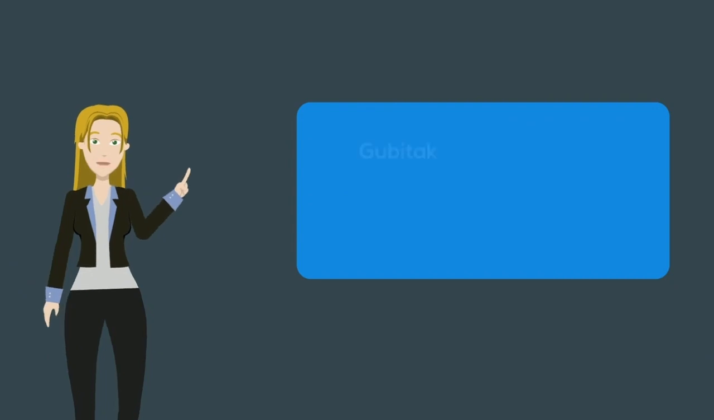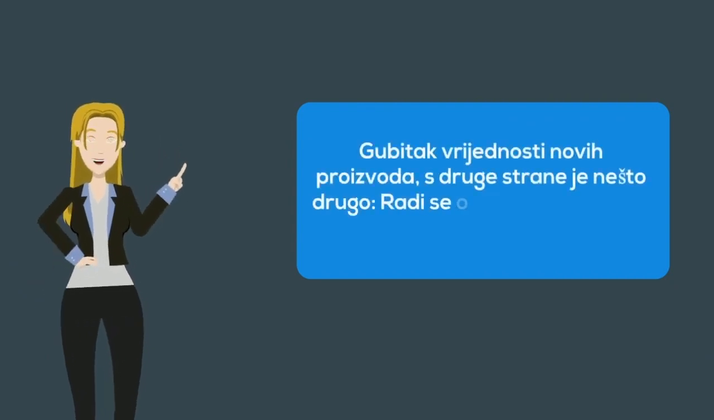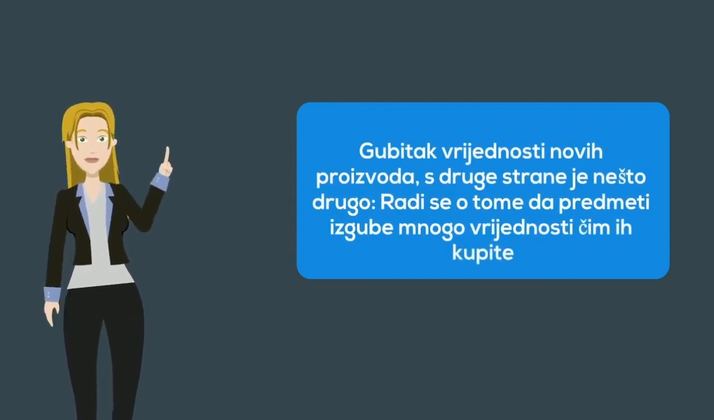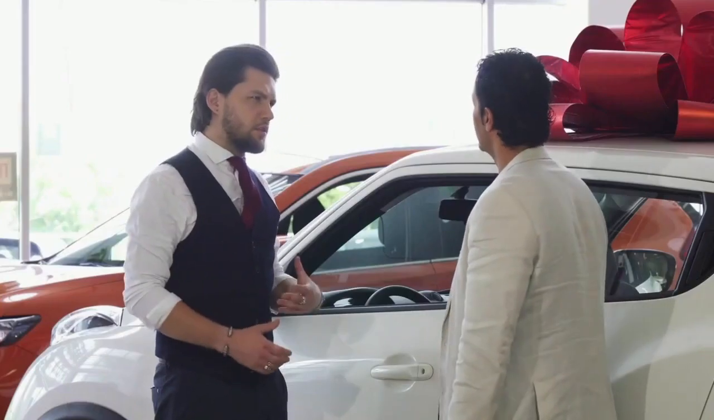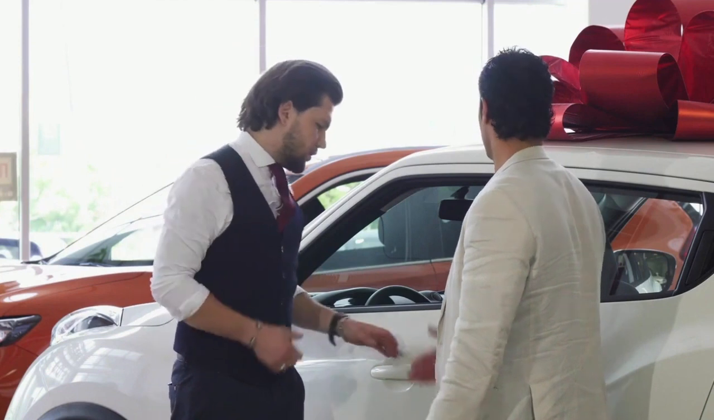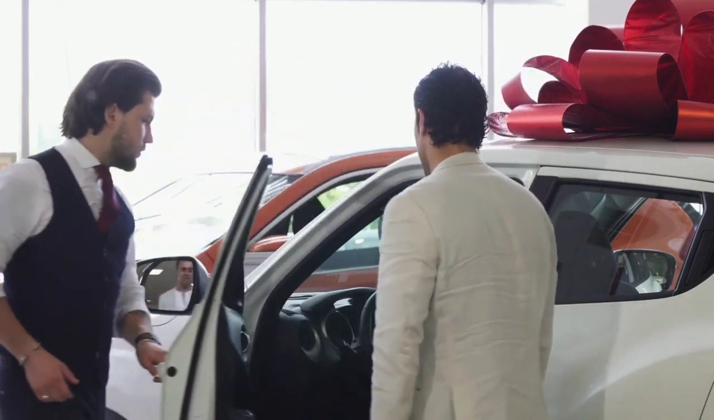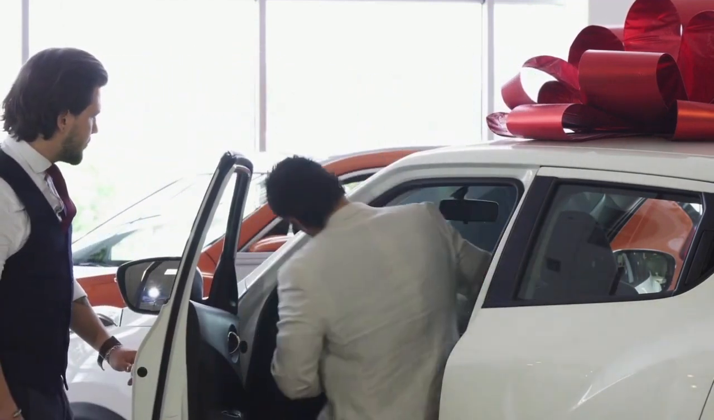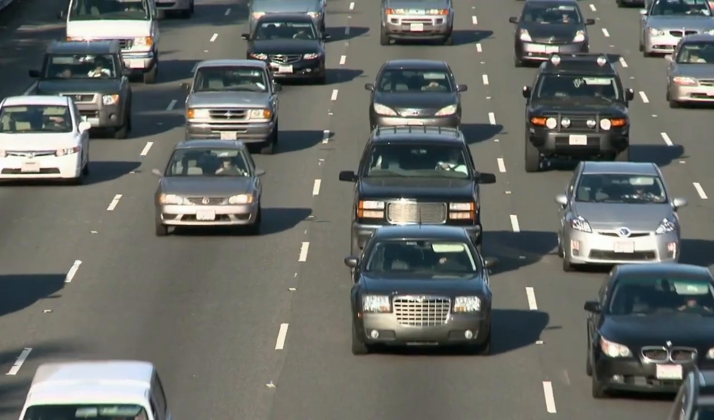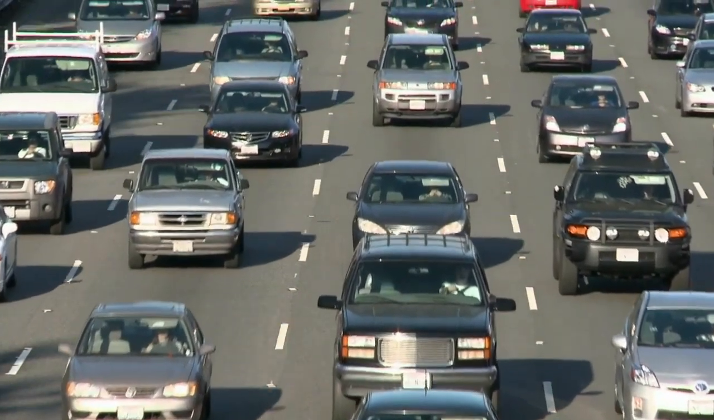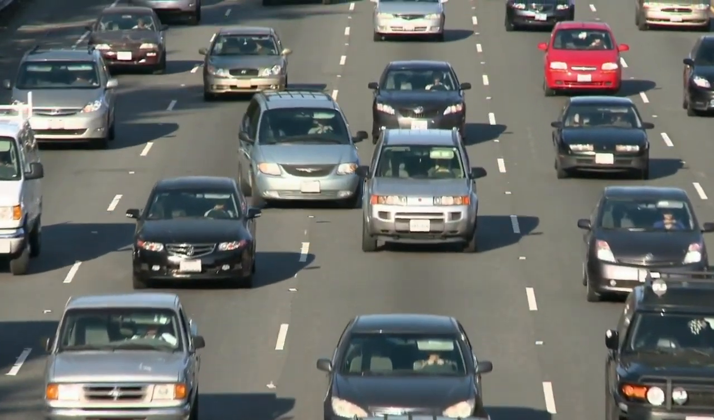Loss of value of new goods, on the other hand, is something different. It is about items losing a lot of value as soon as you buy them new. For example, it can be assumed that a new car has already lost 50% of its value within the first 3 years of purchase. So after 3 years, a car is only worth half of its original price. That's why it's often smarter to fall back on second or third hand cars and goods.